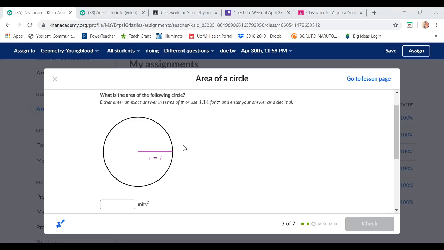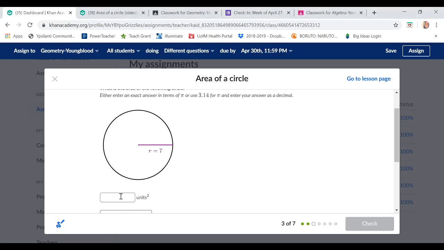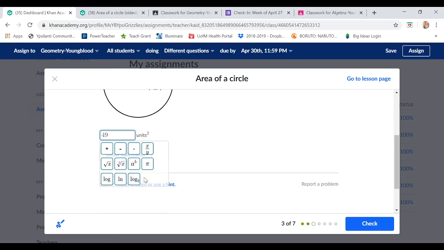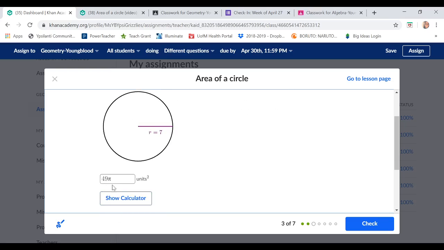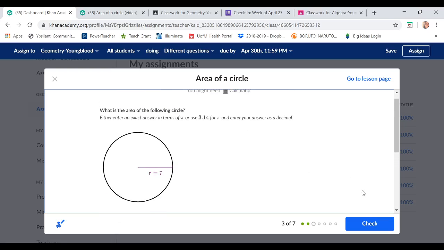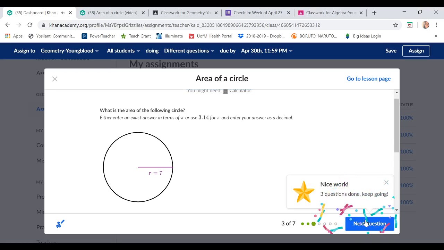Next question is a little easier. They just give us the radius straight away. So the answer is actually the same, right? This radius is 7. If you square 7, 7 times 7 is 49. And we just have to make sure that that's being multiplied by pi. So again, because they allow us to, we can just type 49 pi and we don't have to use the calculator to get the approximate answer.